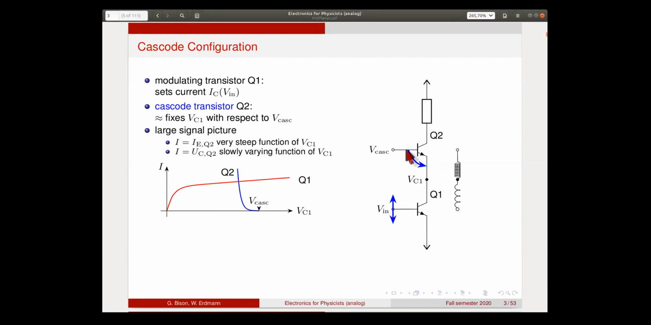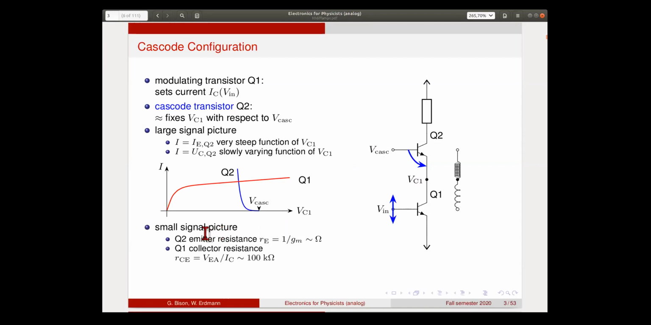Now, on the other hand, if we look at the current through this transistor here, it is controlled by the voltage difference between the cascode and this collector point. That's basically the voltage from here downwards. And here you have this very steep diode IV curve that you know very well. Of course, the currents have to be the same, so they meet at some point here. And if we change the current that is flowing through this transistor, you get the usual effect that this changes only very little where this intersection is on the horizontal axis. So this point is almost fixed by the cascode transistor.